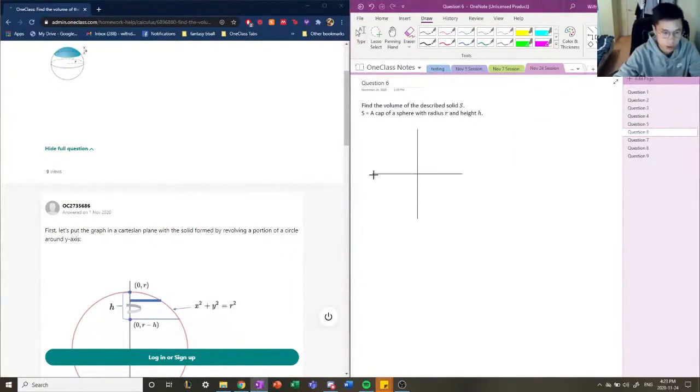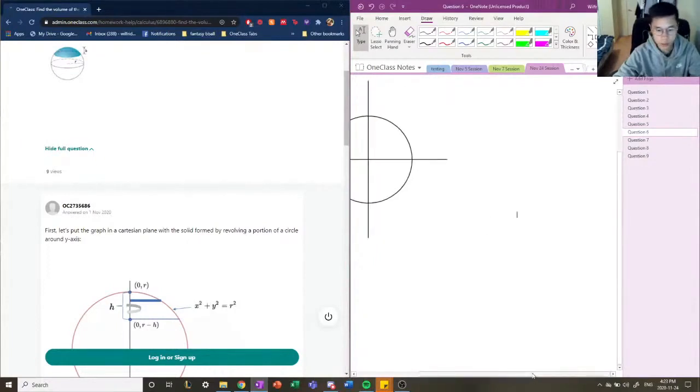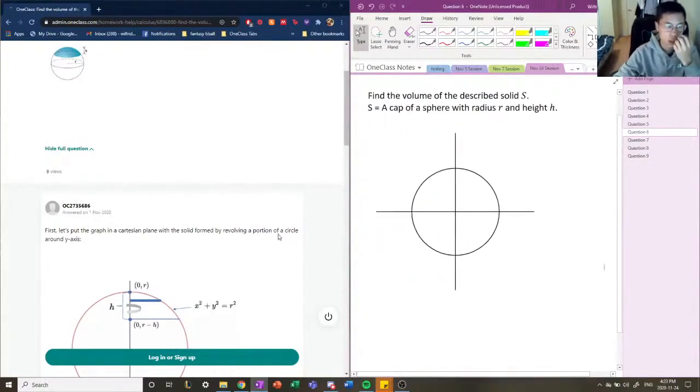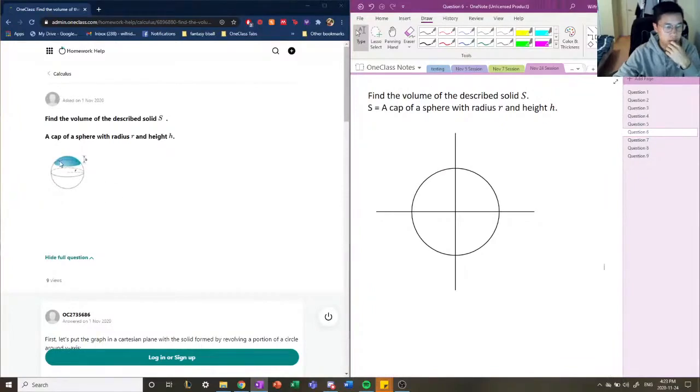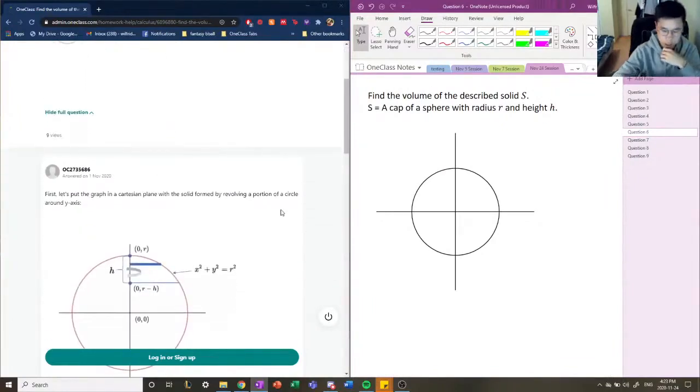So we have a Cartesian plane. We have our circle. I'm going to try to center this circle as best as I can. Alright, this looks pretty centered to me. So we can represent this region or this volume as this circle.